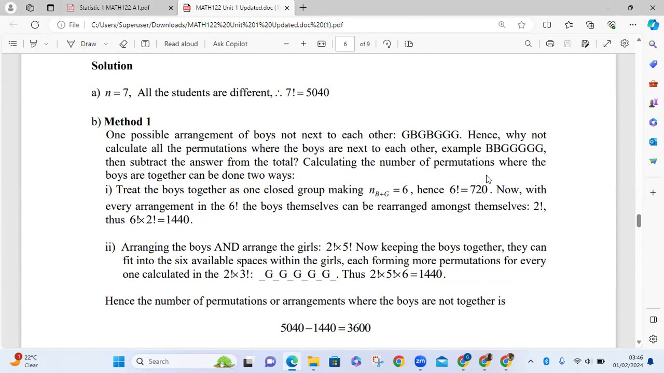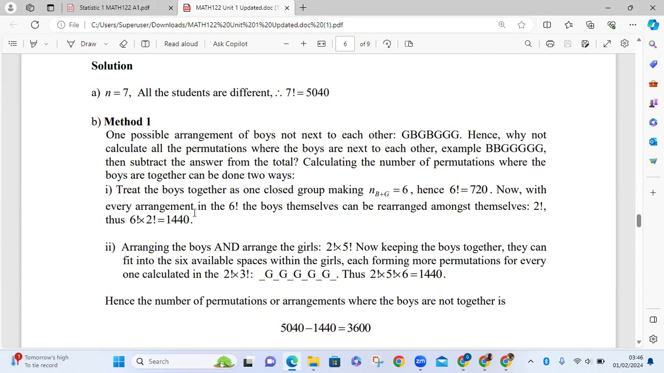Calculating the number of permutations where the boys are together can be done 2 ways. So you could treat the boys together as 1 closed group, making n, b plus g, equal to 6. So you've got 1, 2, 3, 4, 5, 6, because the 2 boys are treated as 1. Then you have 6 factorial as 720. That's all the permutations where the boys are next to each other.